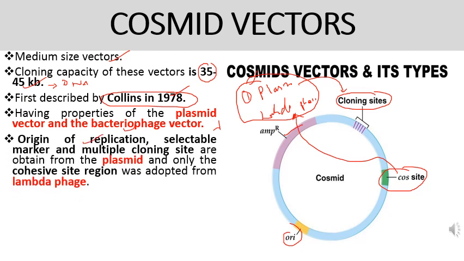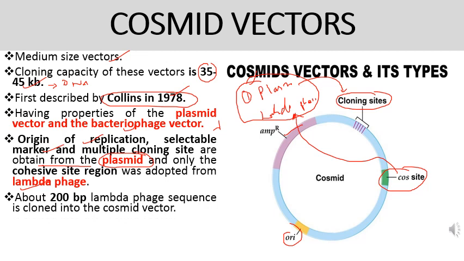Here this ORI, that is origin of replication, then selectable markers, multiple cloning sites, these are obtained from this plasmid, and the cos sites or cohesive regions. So this cohesive region is obtained from lambda phage. About 200 base pair lambda phage sequence is cloned into the Cosmid vector. तो इतने sequences का जो DNA है lambda phage का उसे clone किया जाता है इस Cosmid vector में, and it may have one or two cos sites. इसमें एक या दो cos sites हो सकती हैं, cohesive sites.